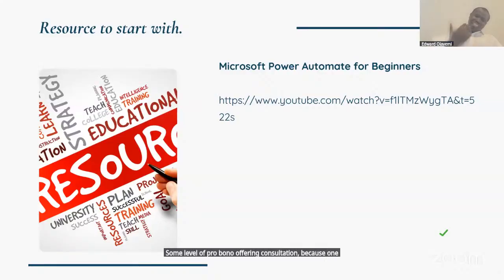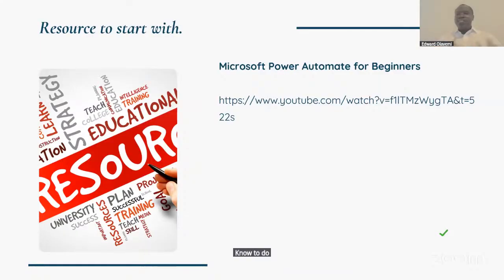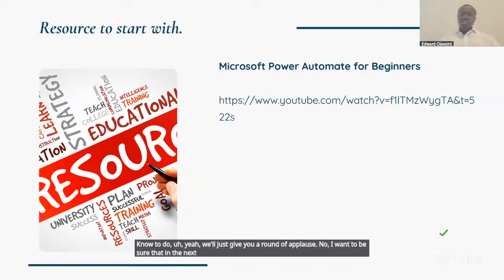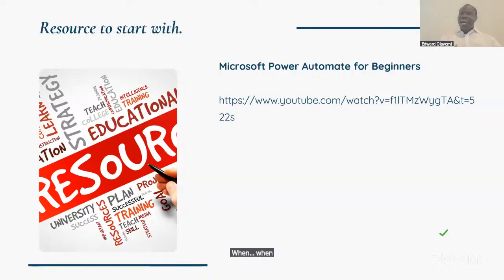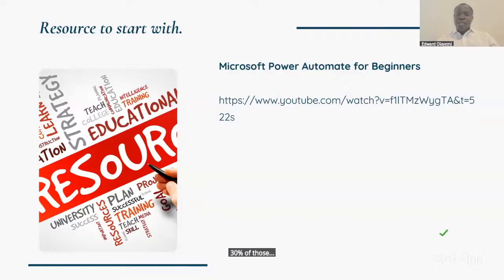because one thing is that I like people. I don't like that we just come and tell stories, and after the presentation, nothing to do, we just give a round of applause. No, I want to be sure that in the next 3 months, when the survey is going out, I know not all of us, maybe some of us, let's say 30% of us already have automation, but at least if I can see 30% of us pick a strong action point out of this session and we've started something, I can tell you I'll be fulfilled and very, very happy, right?